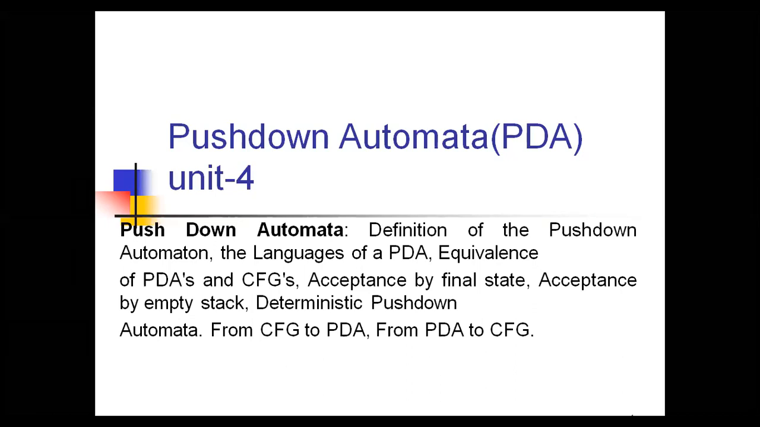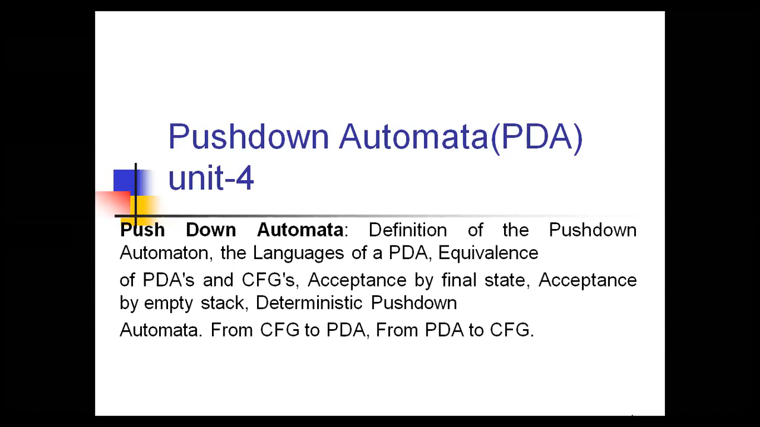First, initially you need to know the definition of pushdown automata and the languages that are accepted by the pushdown automata. That means the languages of a pushdown automata. And then you have the equivalence of PDA and CFG. That means we have conversion both ways, vice versa. That is the equivalence of PDA and context free grammar.